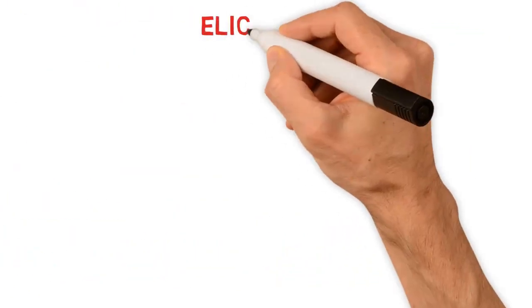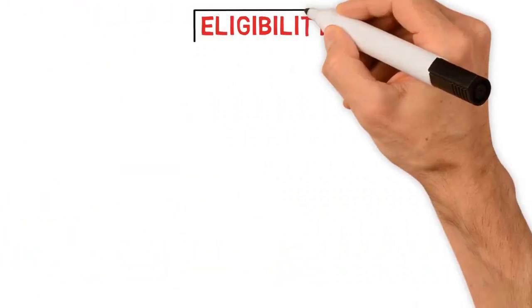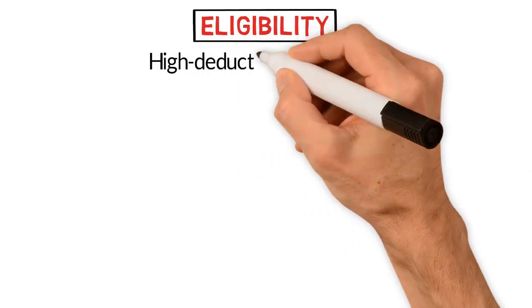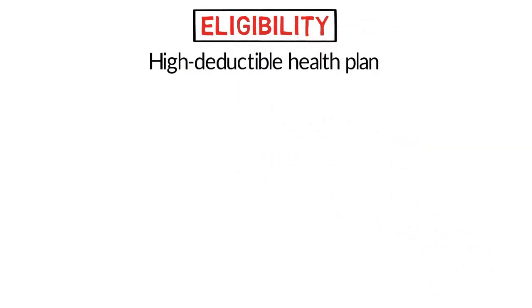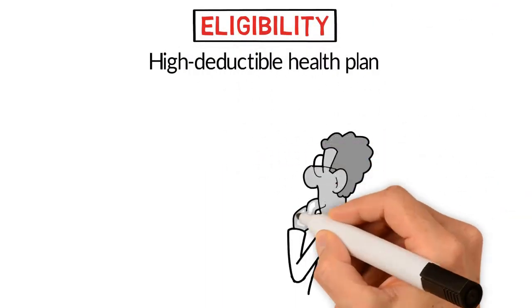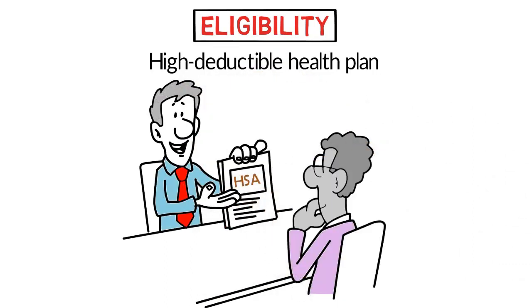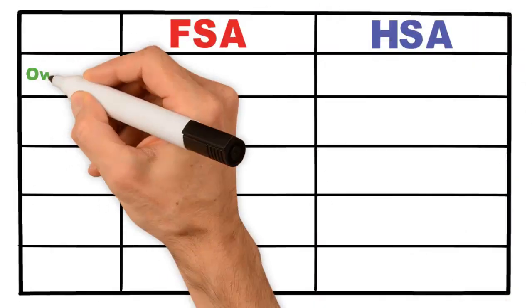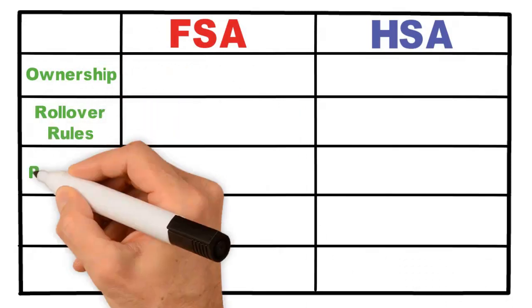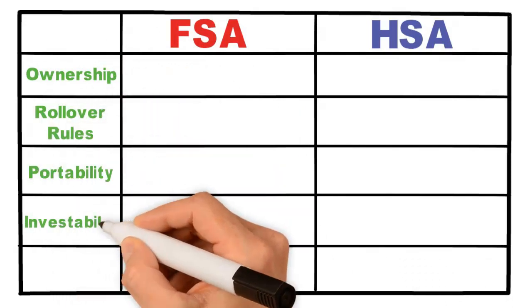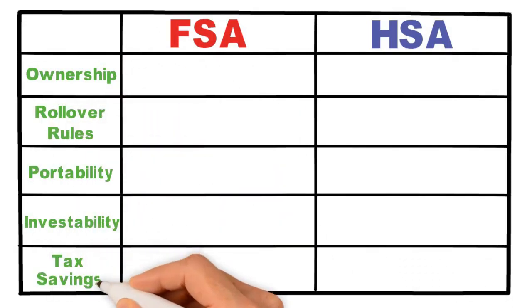Another important difference is eligibility. Specifically, only individuals in a high-deductible health plan, as defined by the IRS, can participate in an HSA arrangement. The other differences include ownership, rollover rules, portability, investability, and tax savings.